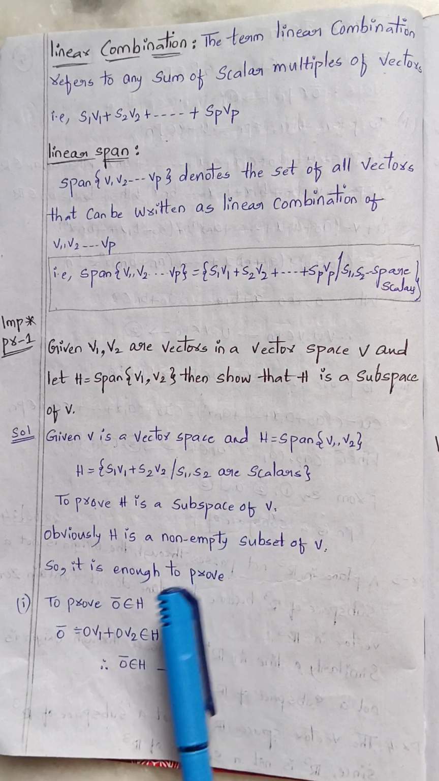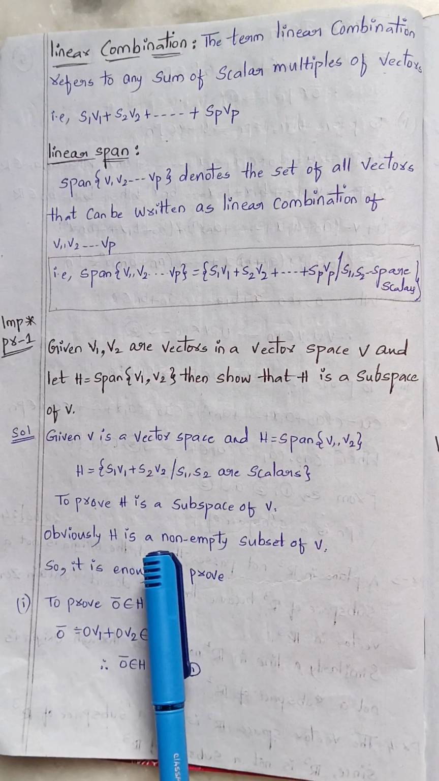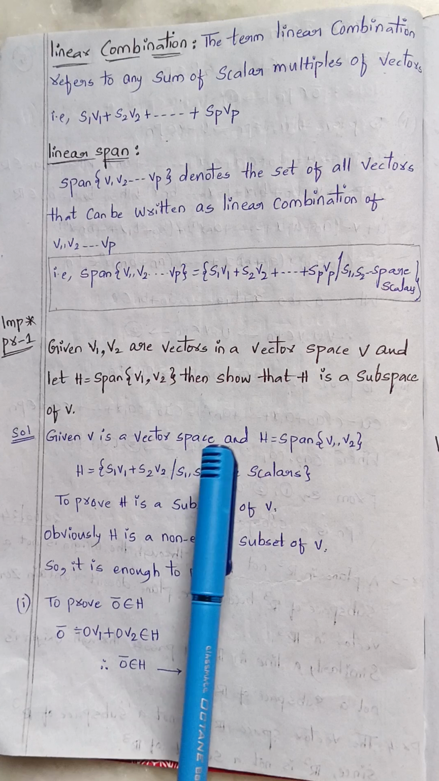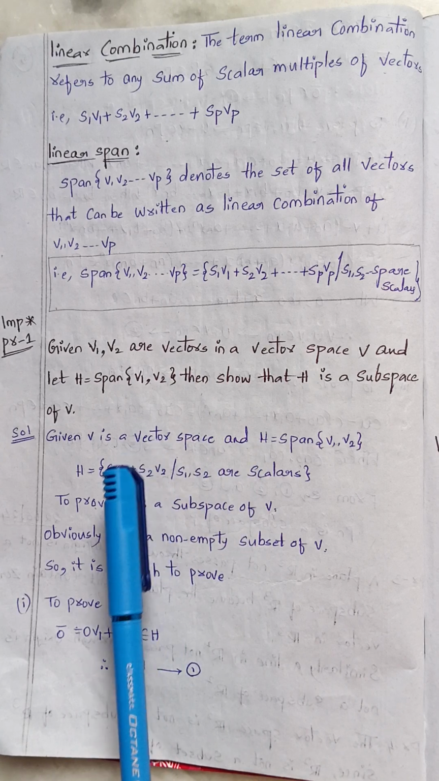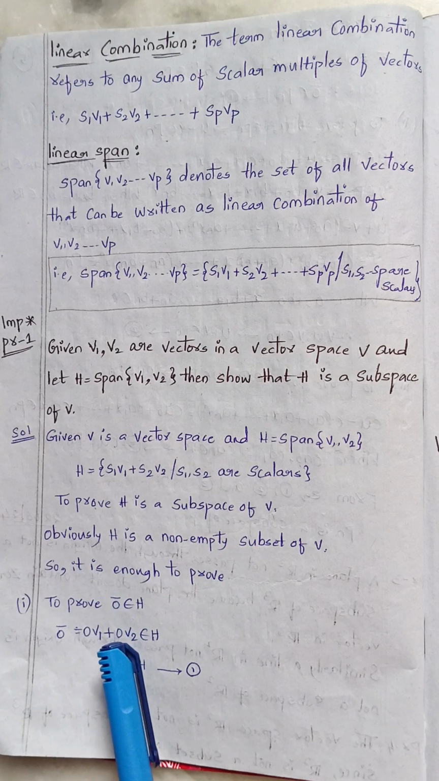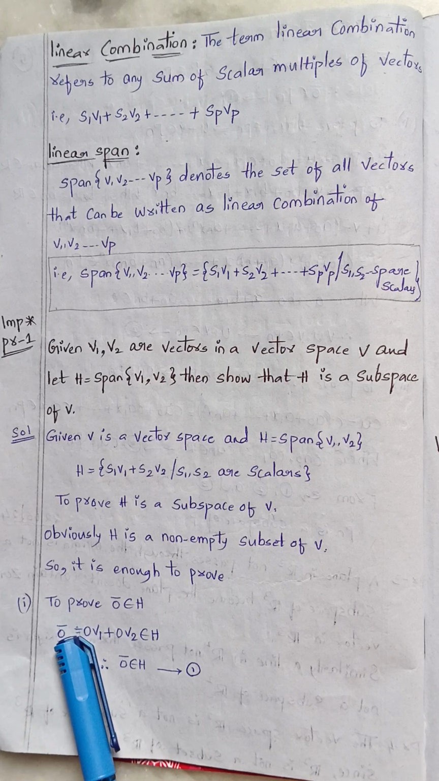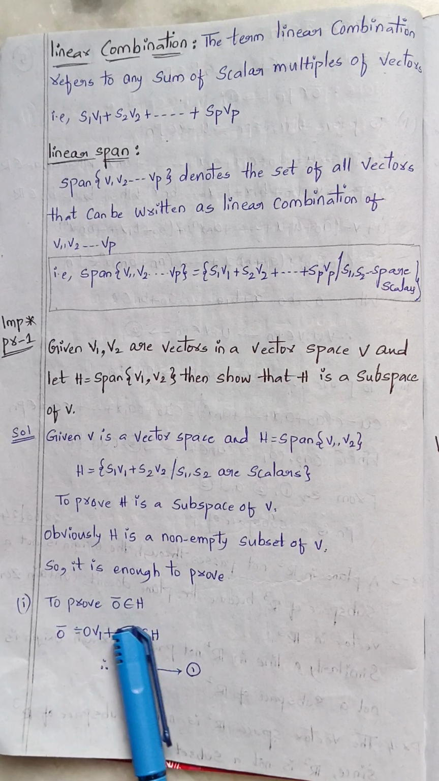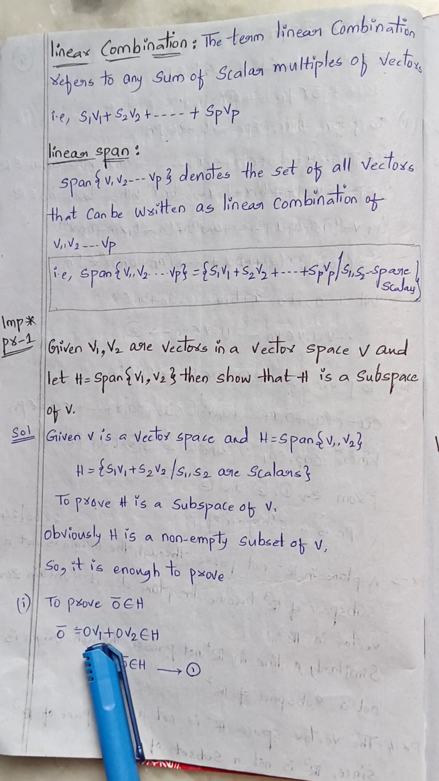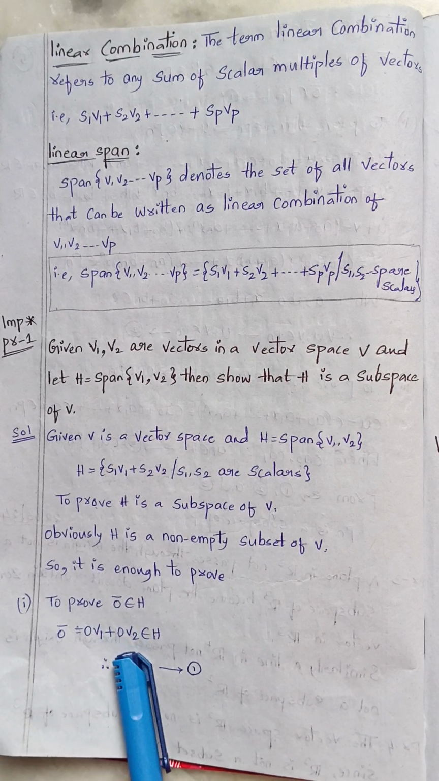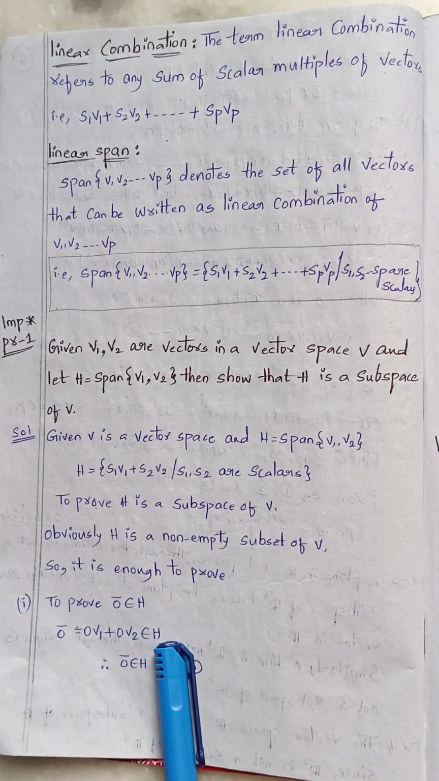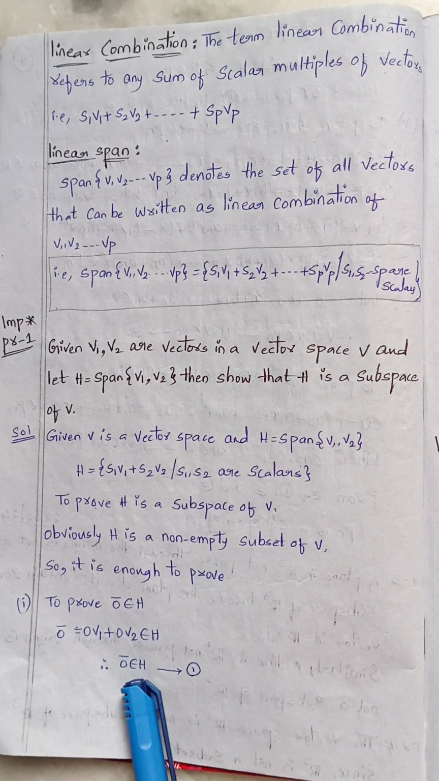Now to prove H is a subspace of V, obviously we know H is a subset of V, and we need to prove three conditions for a subspace. One is that the zero vector must belong to H. How can we represent the zero vector in terms of the span? We take S1 V1 plus S2 V2, like 0 V1 plus 0 V2, which is a linear combination of V1, V2, and obviously belongs to H. So the first condition is proved.